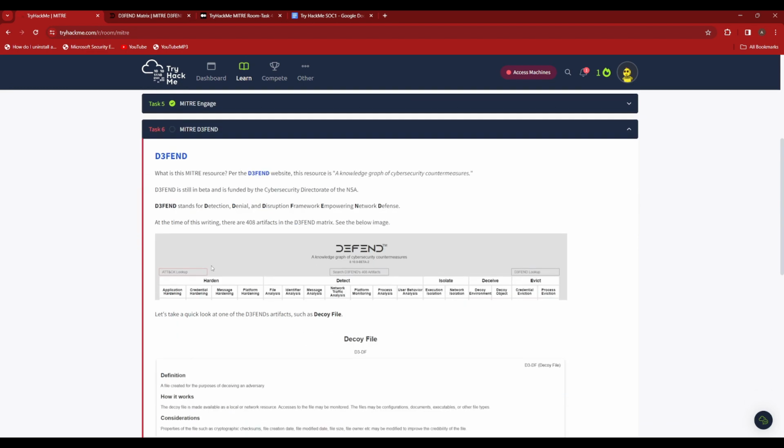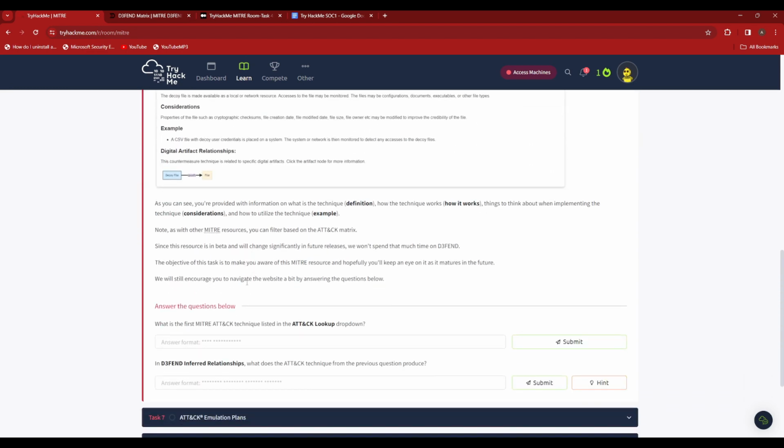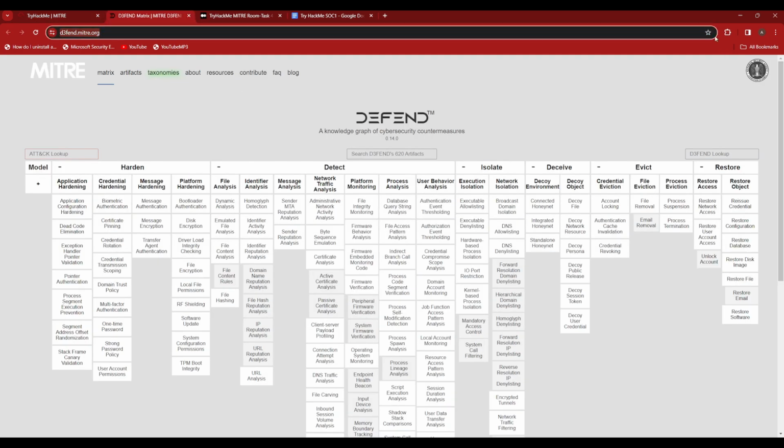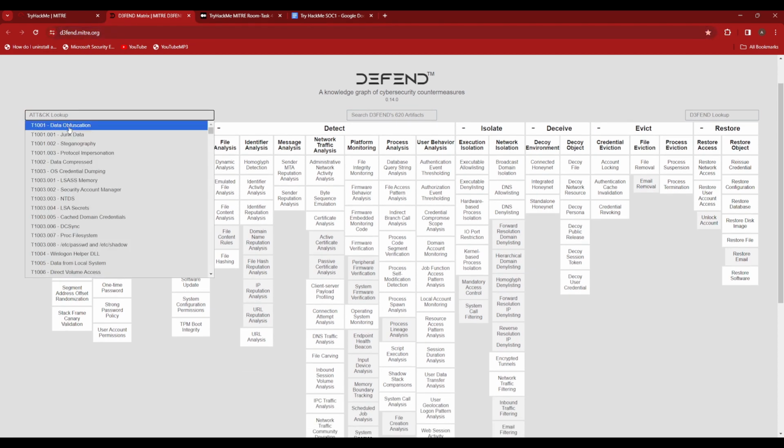Where's the number exactly? 408 artifacts in the matrix, and it's still in beta, so they said it can change a lot. So I'll be checking this out. I'll definitely bookmark this for future reference. But attack lookup, the first one looks like data obfuscation. Wow, I can't say that word at all. But yeah, data obfuscation. Okay, let me stop embarrassing myself.